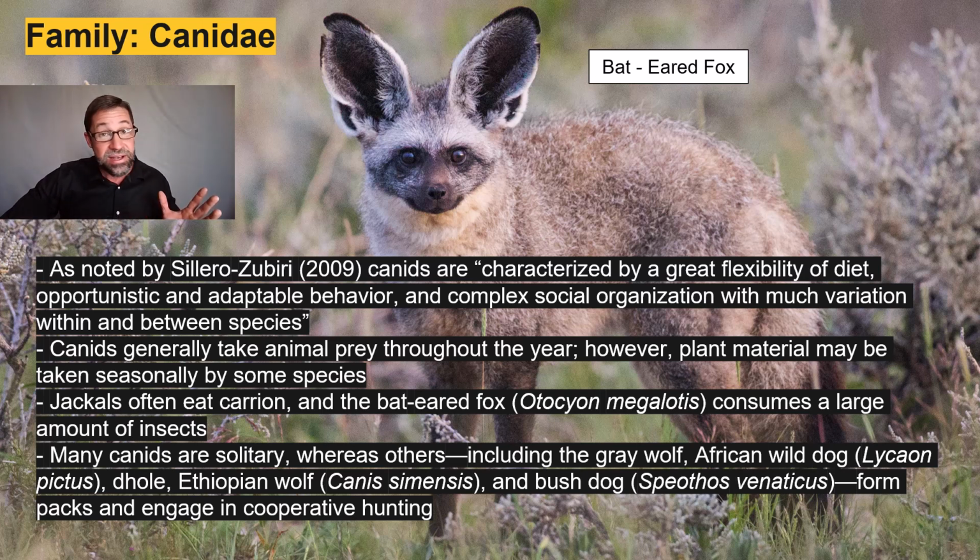Jackals and hyenas often eat carrion, as we've discussed. And then the bat-eared fox here will actually consume large amounts of insects, so it's primarily insectivorous. Many canids are solitary, whereas others, like the gray wolf, the African wild dog, the dhole, the beautiful Ethiopian wolf, and the bush dogs, are going to form packs and hunt cooperatively oftentimes to access larger and more dangerous prey.